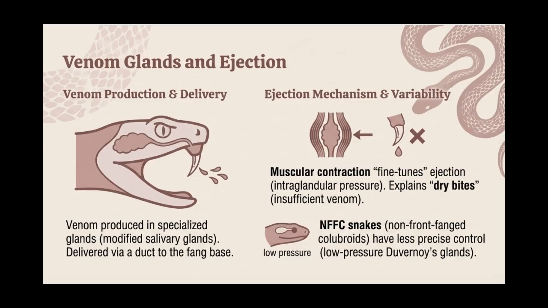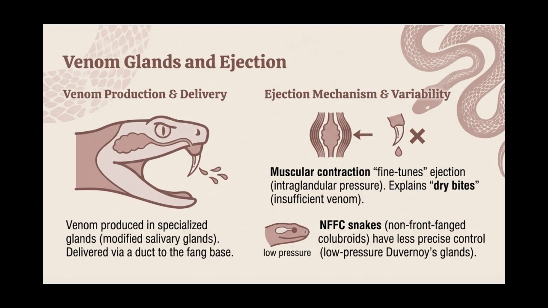This control is achieved through the contraction of muscles surrounding the venom gland, which increases intraglandular pressure and facilitates venom injection. This mechanism can explain the occurrence of what are known as dry bites, where a venomous snake bites but does not inject enough venom to cause significant medical symptoms.